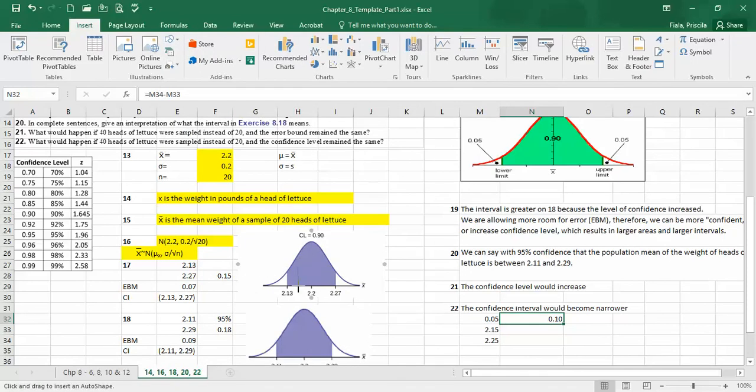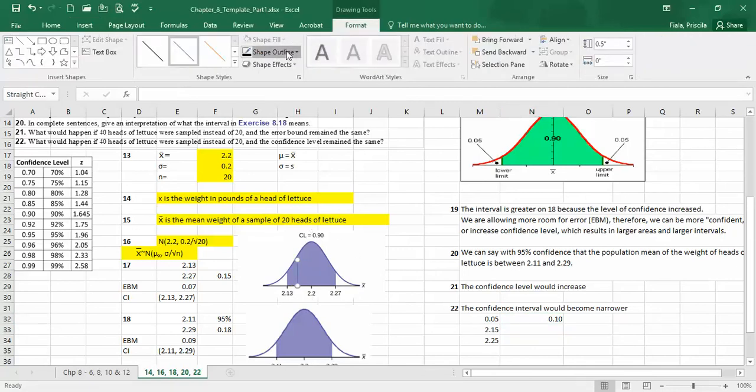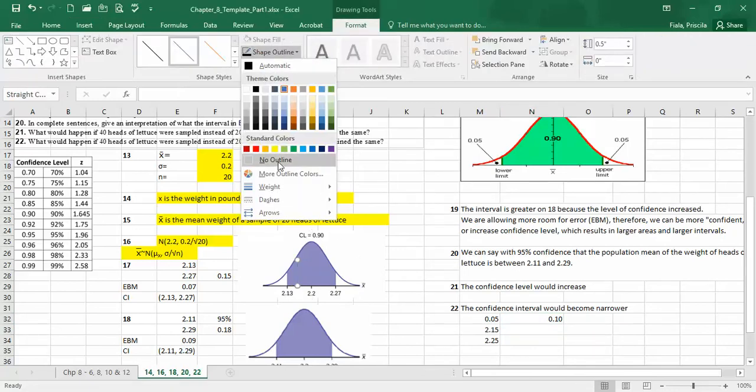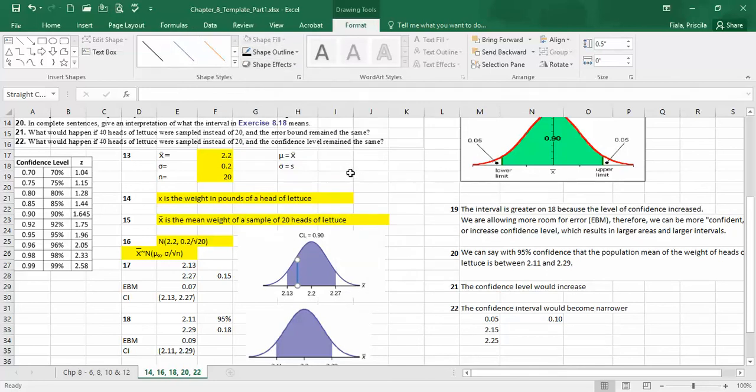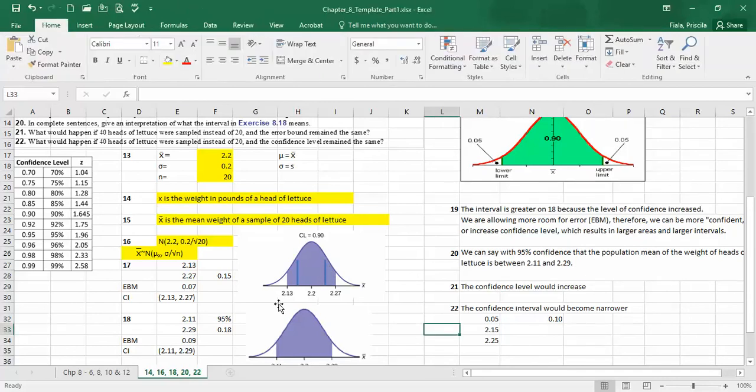Let's copy this one, paste it over here. Can you see now how my area is smaller, right? But if I keep the same error bound margin, I have a bigger sample. Therefore, it gets closer to my mean. So that means my confidence level actually increased.